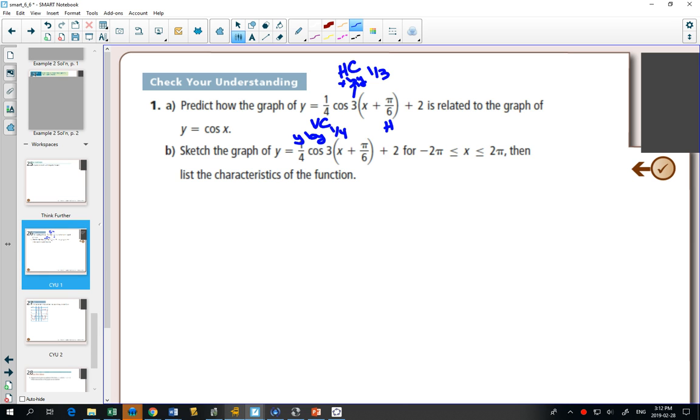The pi over 6 is a horizontal translation, pi over 6 to the left. And the 2 is a vertical translation, 2 up. Now, if we go to sketch this, I'm going to write D, A, B, C here.